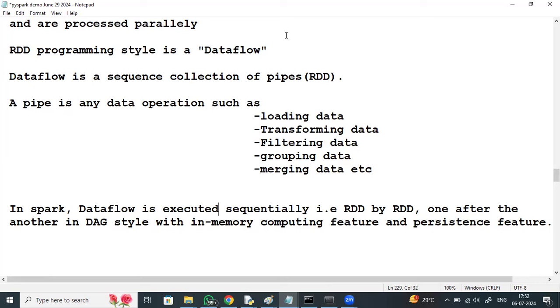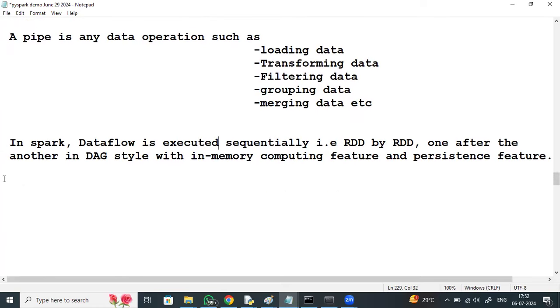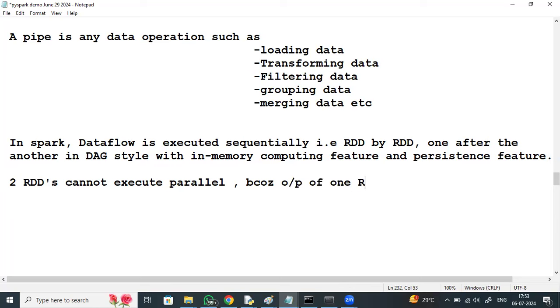So you may ask here, when it is executing sequentially, where are we going to see the parallel processing, right? Two RDDs cannot execute parallelly. Why? Because the output of one RDD is taken as input to the other.